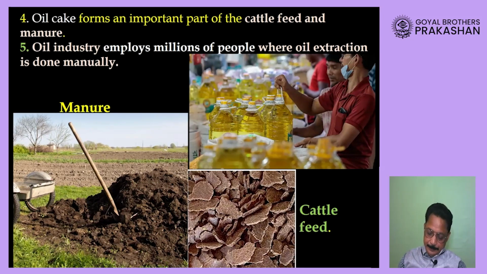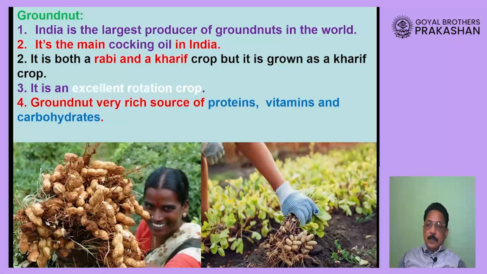Now let us look at some major oil seeds in our country. We have only two oil seeds in the syllabus, dear students. The first one is groundnut. A few important points about this groundnut. It is the most important edible oil seed in the world, and our country India is the largest producer of this groundnut in the world.